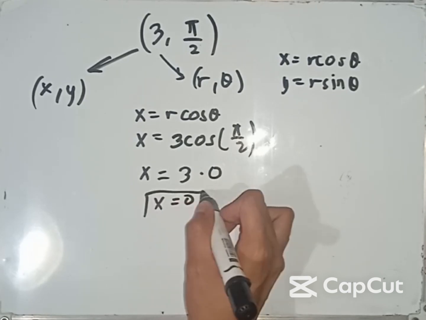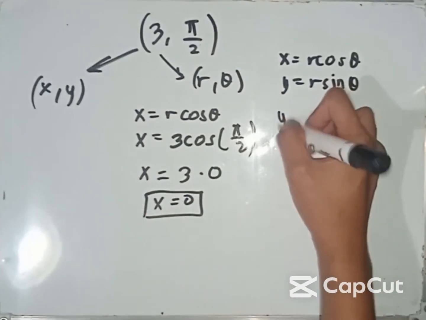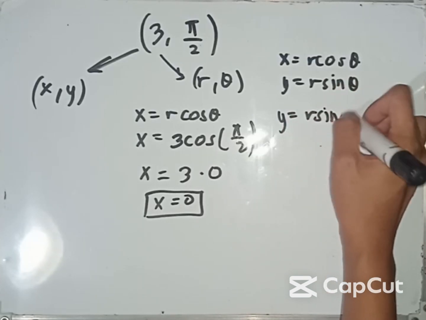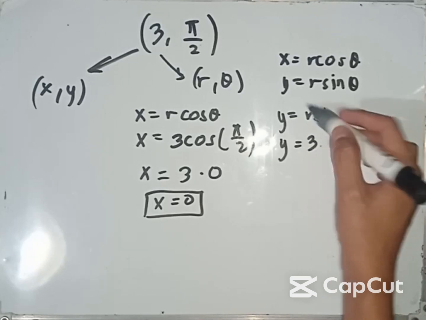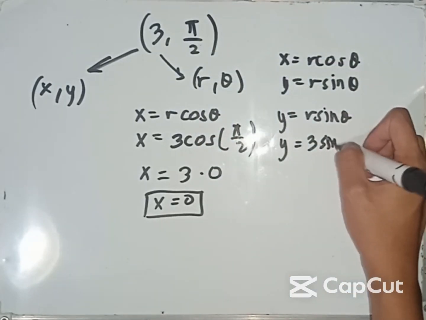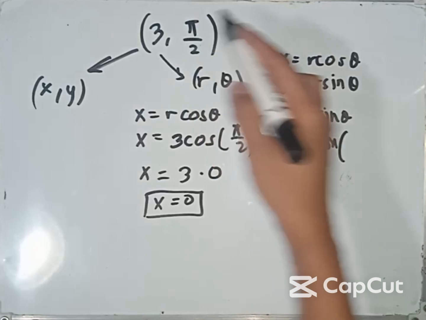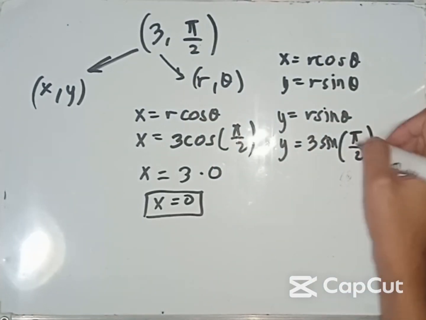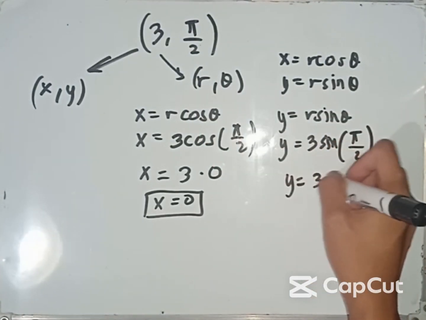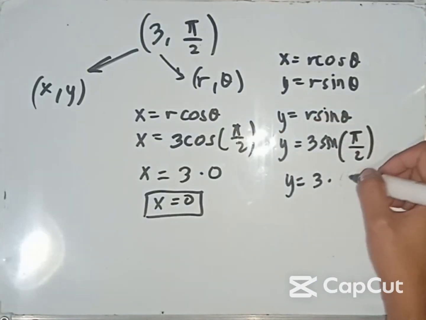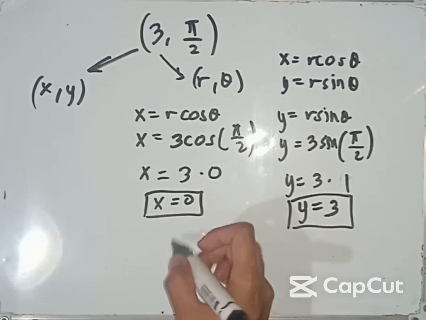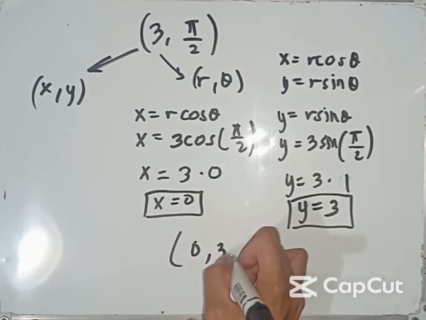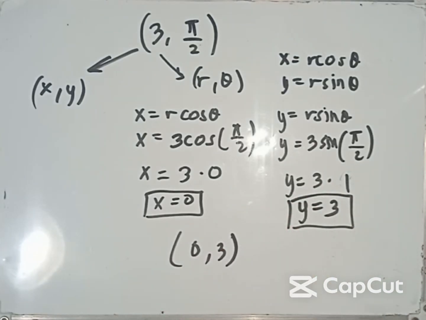For y, it's the same. r is equal to 3 and theta is just the same, pi over 2, but in sine. So y is 3 times sine pi over 2, and sine pi over 2 is 1. So y is equal to 3. Therefore, our rectangular coordinates would be 0, 3.